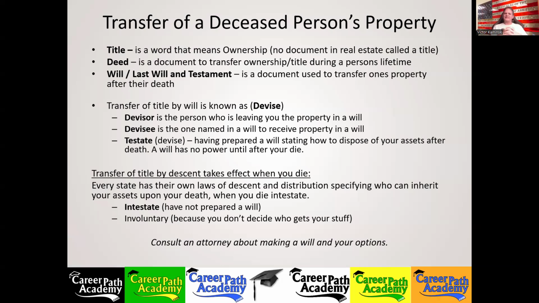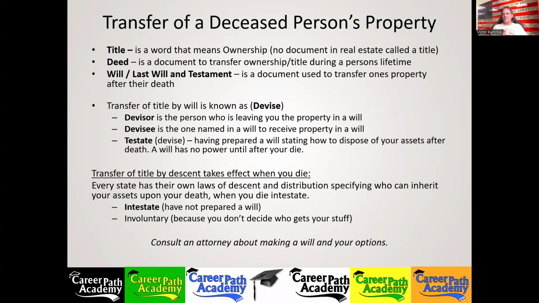Transfer of title by descent takes effect only after you die. So your will has no power as long as you're still alive. It only takes effect after you die. When you're alive, you could still sell any assets you have. You could sell the property using a deed. And every state has their laws of descent and distribution specifying who can inherit your assets upon your death when you die intestate, meaning without a will.